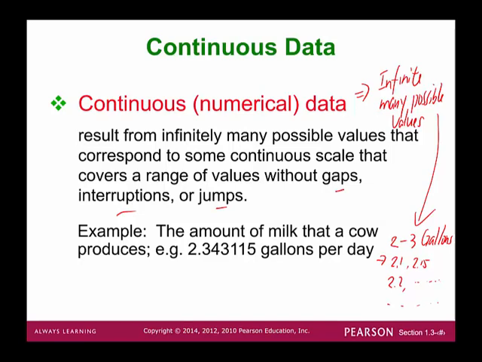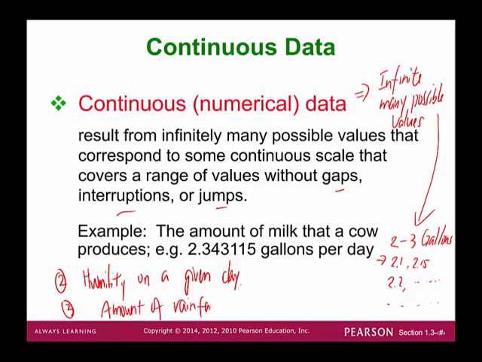Also the humidity on a given day is continuous data. It could also be the amount of rainfall on a rainy day. That's also typical continuous data. So you typically have infinitely many possible values associated with all those different kinds of variables.